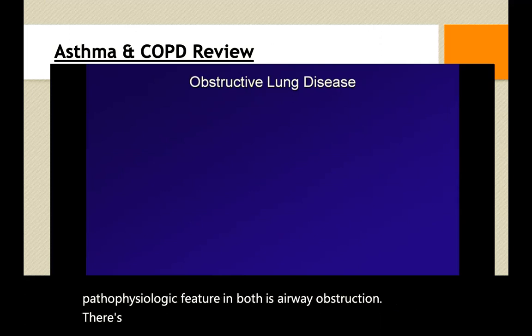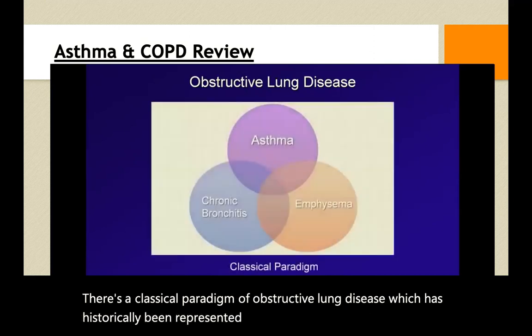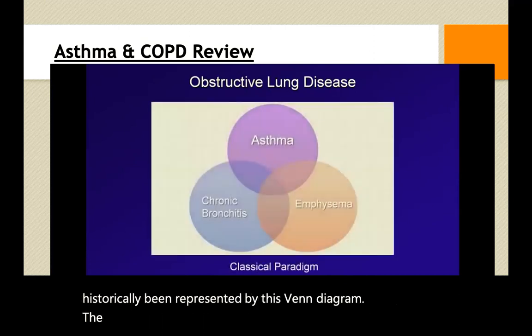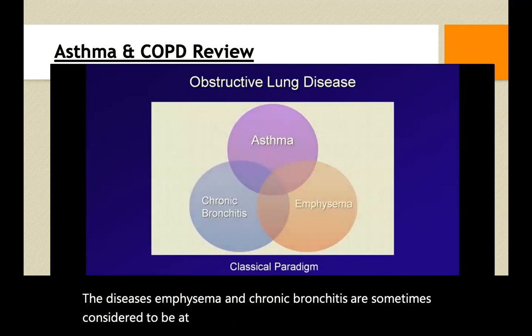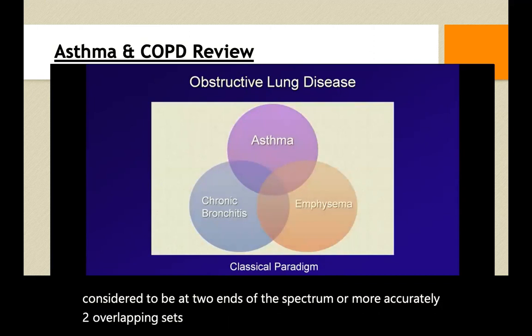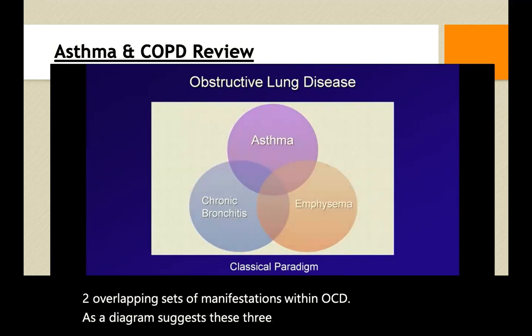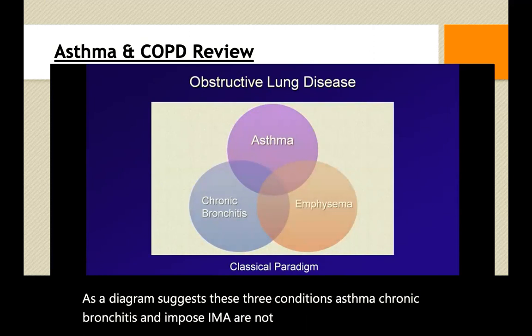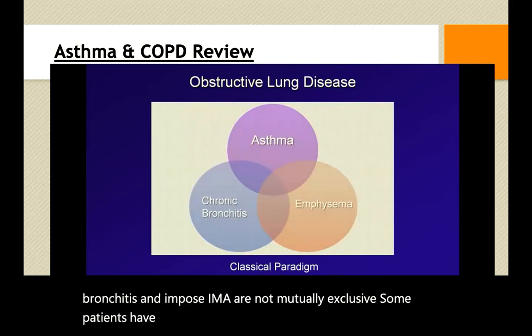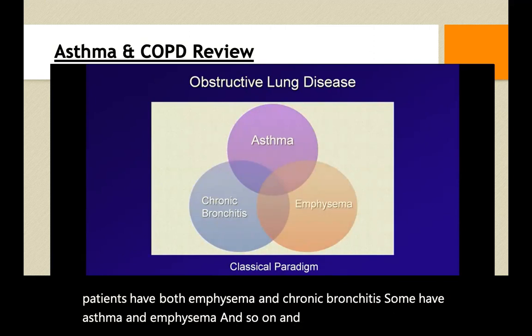There's a classical paradigm of obstructive lung disease, which has historically been represented by this Venn diagram. The diseases emphysema and chronic bronchitis are sometimes considered to be at two ends of the COPD spectrum, or more accurately, two overlapping sets of manifestations within COPD. As the diagram suggests, these three conditions, asthma, chronic bronchitis, and emphysema, are not mutually exclusive. Some patients have both emphysema and chronic bronchitis, some have asthma and emphysema, and so on and so forth.